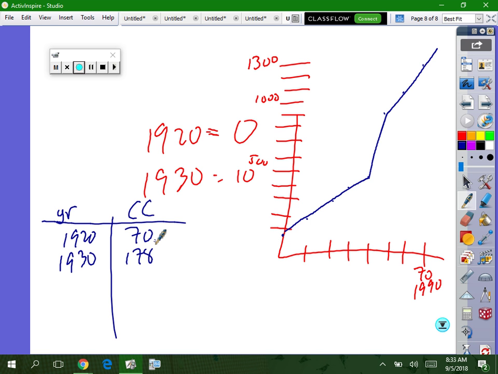Ladies and gentlemen, how many of you have ever found slope via a chart? Pretty simple, right? All we have to do is say, okay, how does 70 get to 178? It went up by 108. What is that called, ladies and gentlemen? That's our rise, isn't it? Because notice that's in terms of our y values, correct?